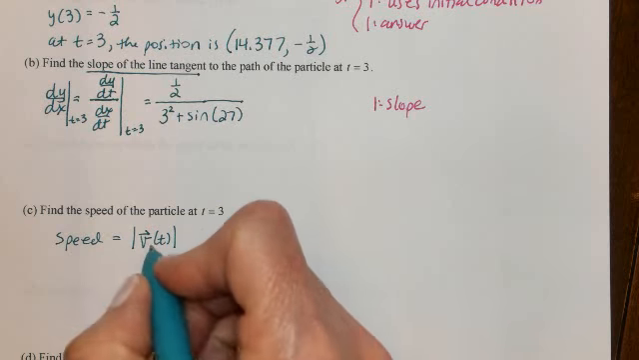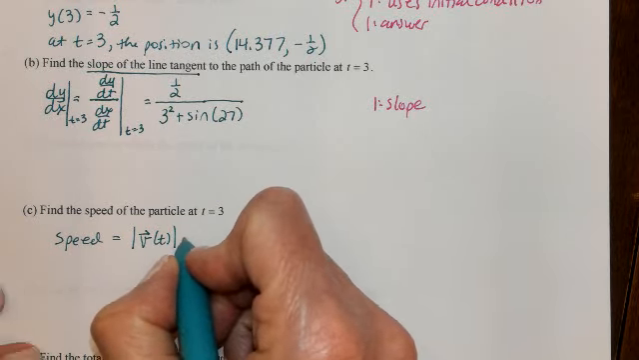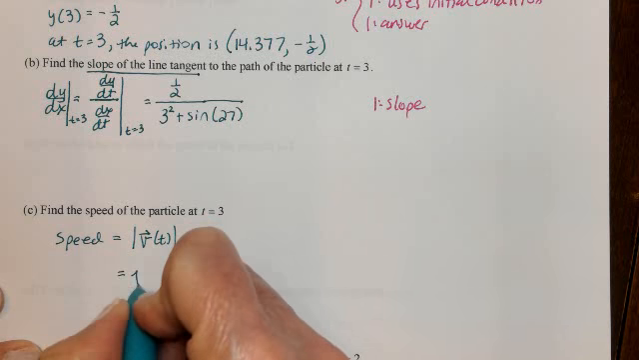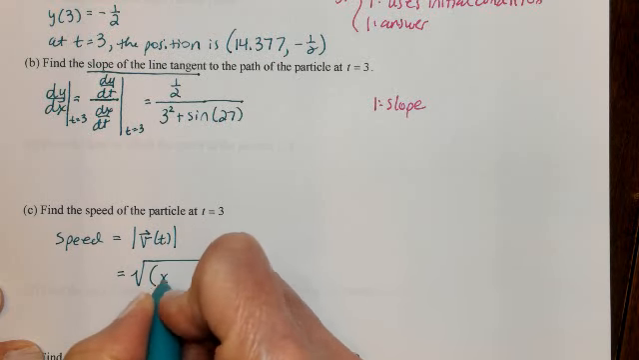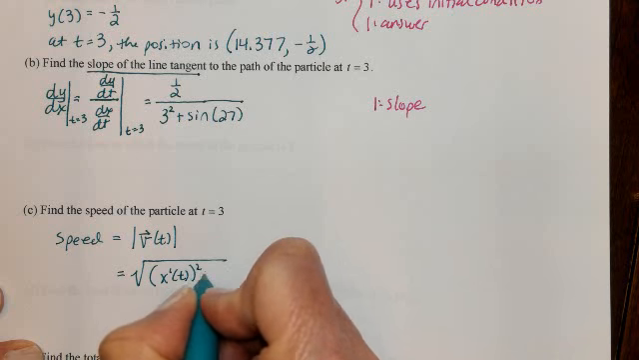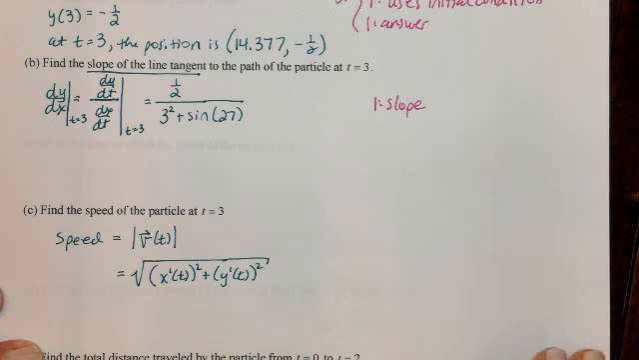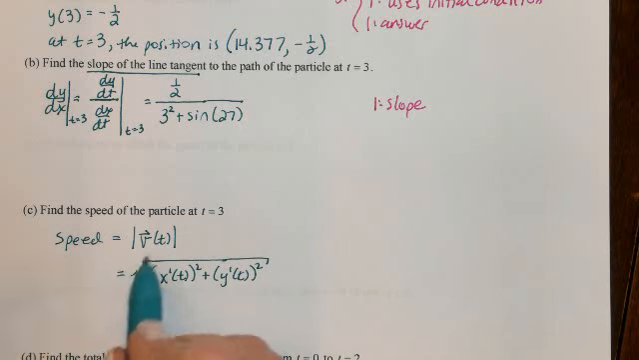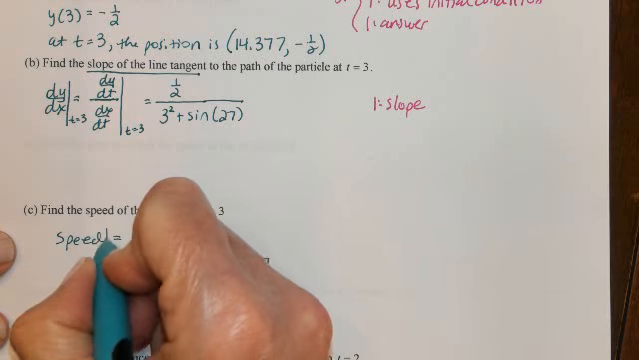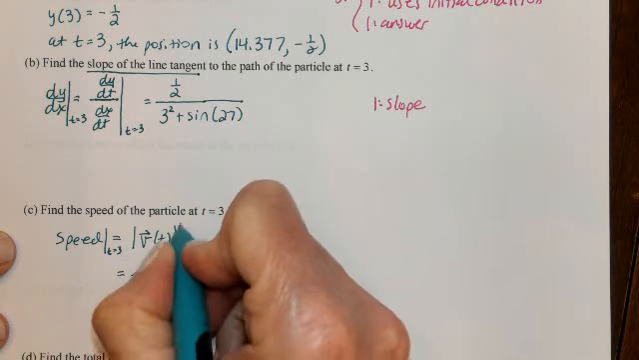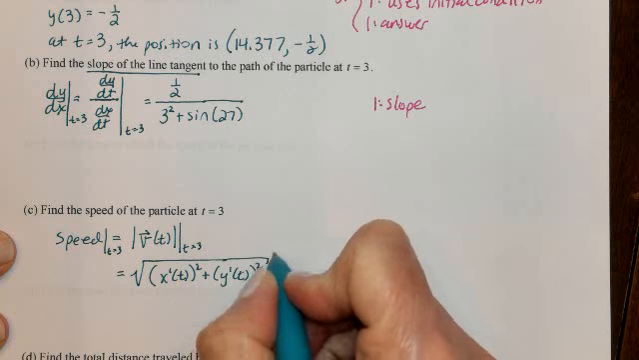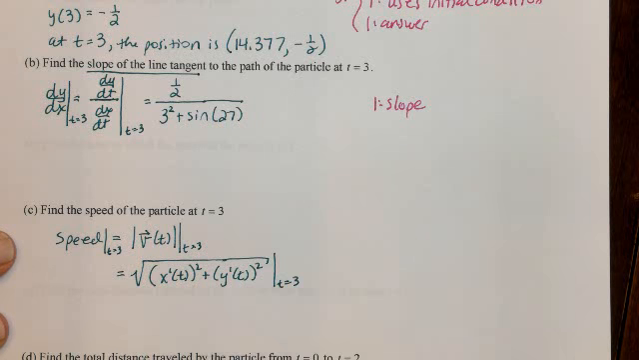So this is the square root of x prime of t squared plus y prime of t squared. When we developed that, when we were going over this unit for the first time, we developed that looking at the Pythagorean theorem. Okay, that's where that came from. All right, so we want the speed at time 3. Speed at time 3, so a little notation here. Velocity at time 3. Okay.